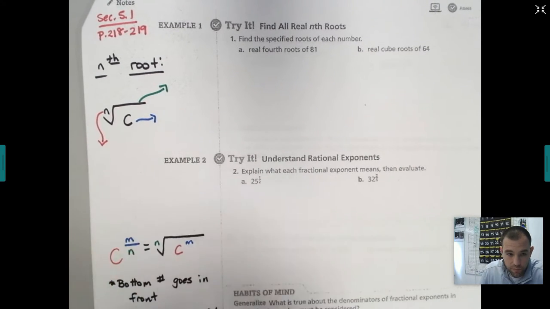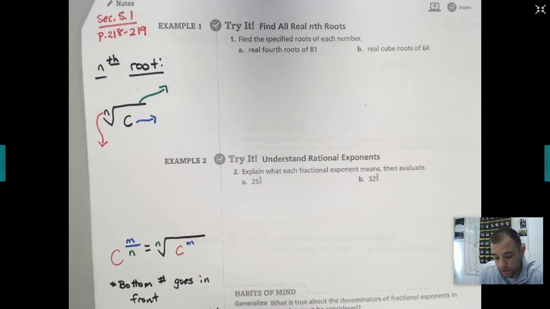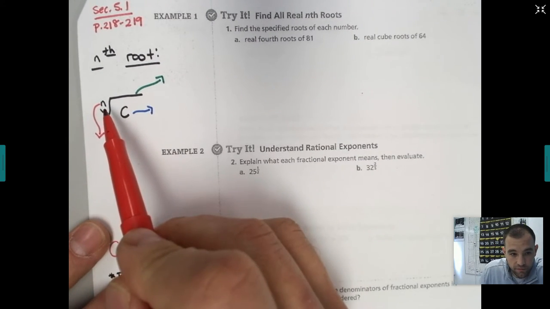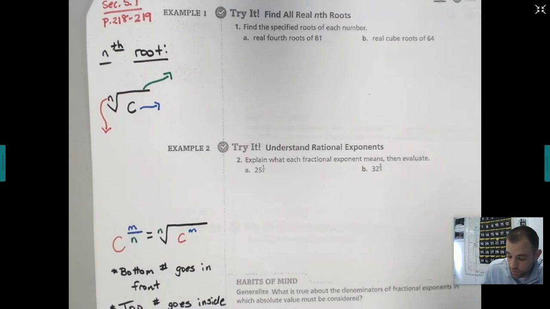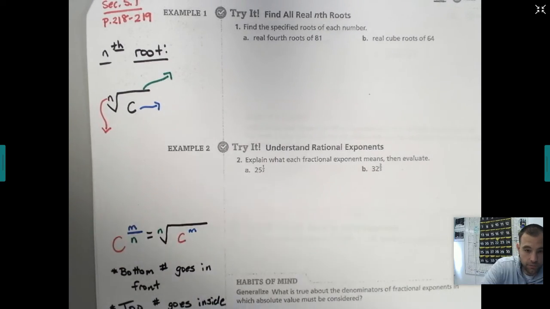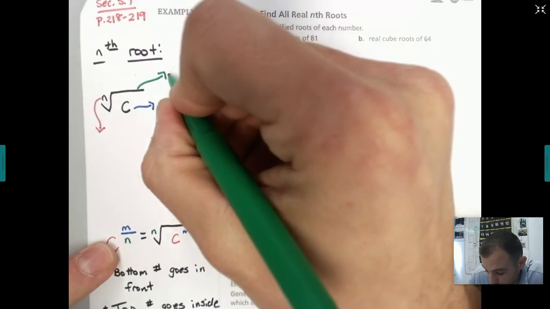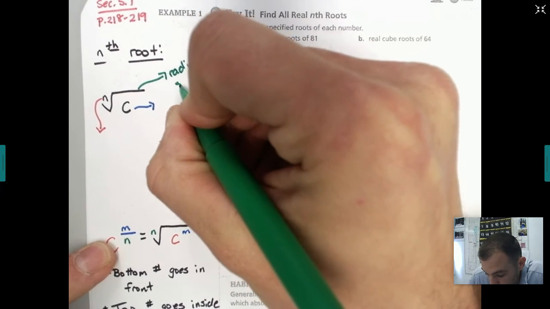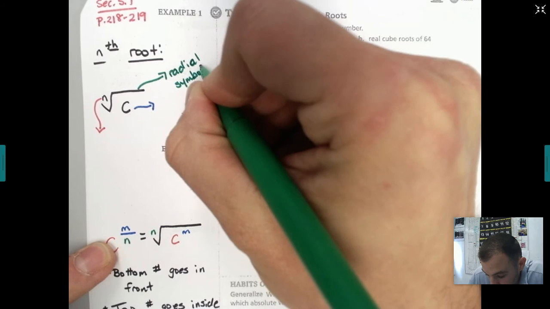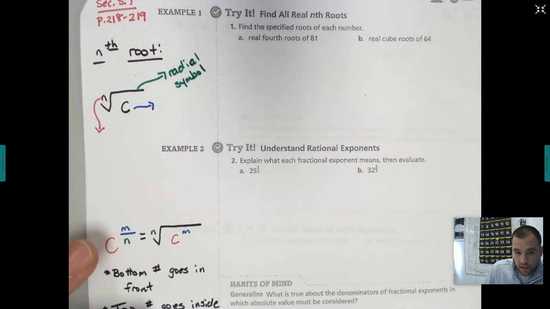There are three different pieces here. The very first one is that symbol, like the check mark symbol. We call that a radical. This green line here is what we call the radical symbol. So if you hear me say radical, that's what that is.